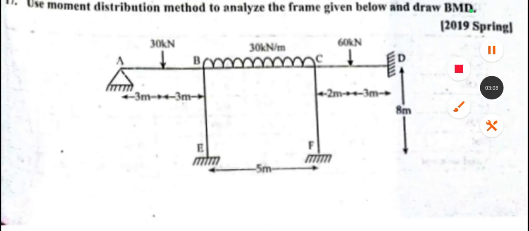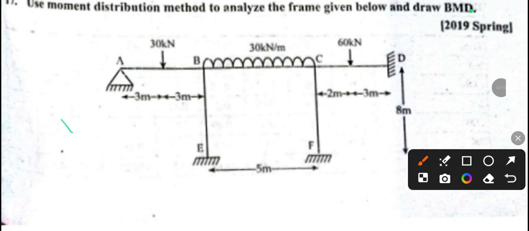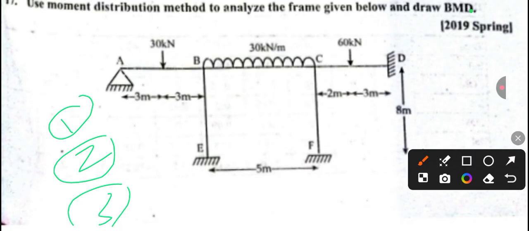So we will solve any moment distribution problem in three steps. First step is fixed end moment calculation, second step is the distribution factor table, and third step is the moment distribution table. So at the very first we need to calculate the fixed end moment. From here to here you can see this is a point load, so we can apply the point load formula. In previous videos on slope deflection we have seen different formulas for the point load.